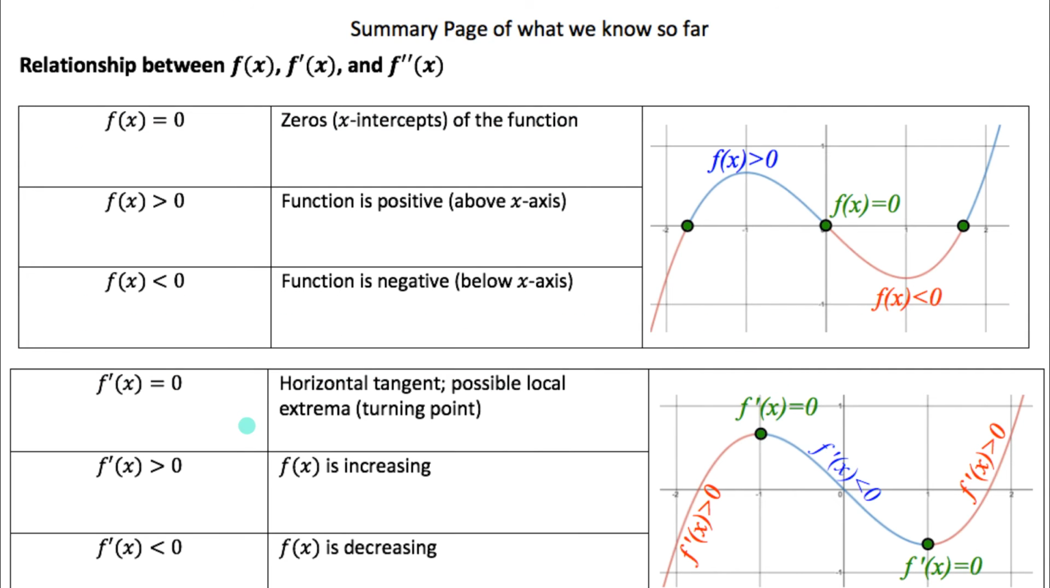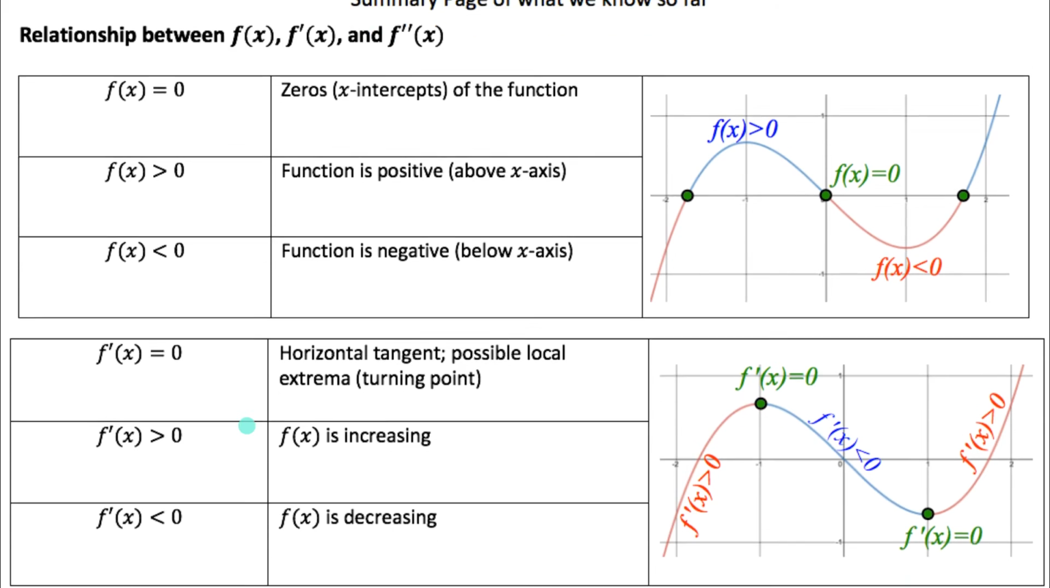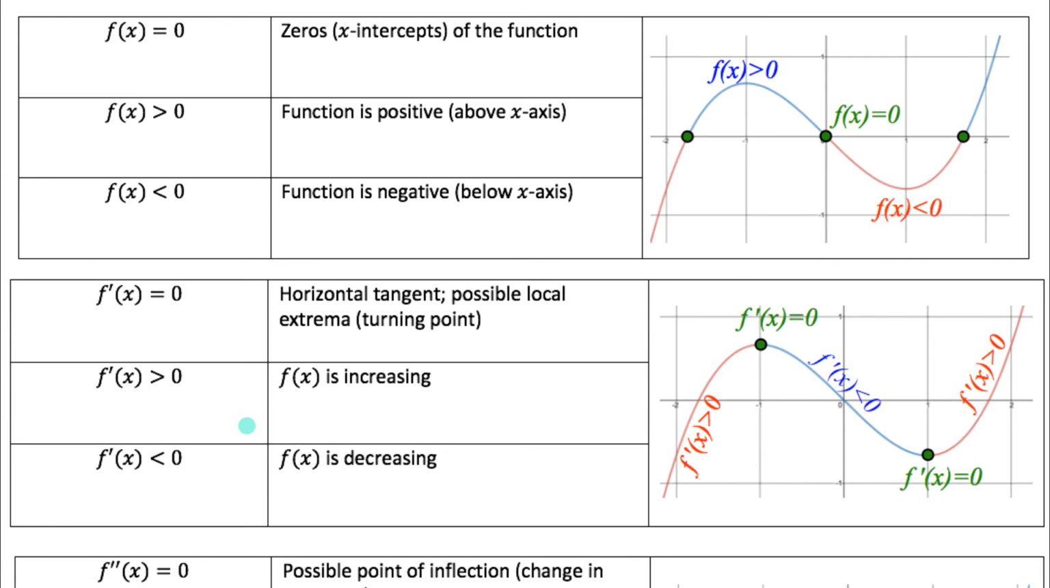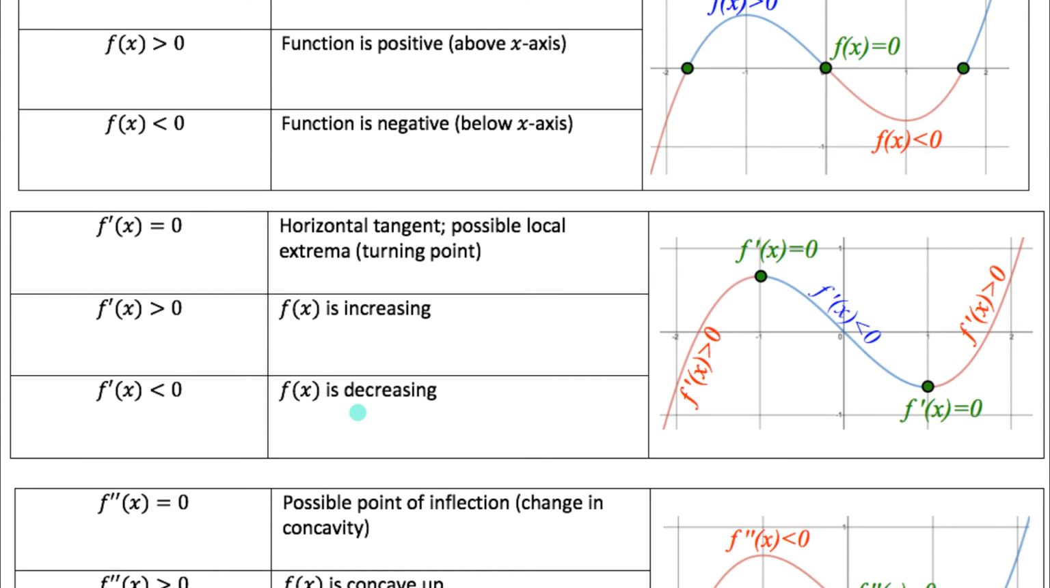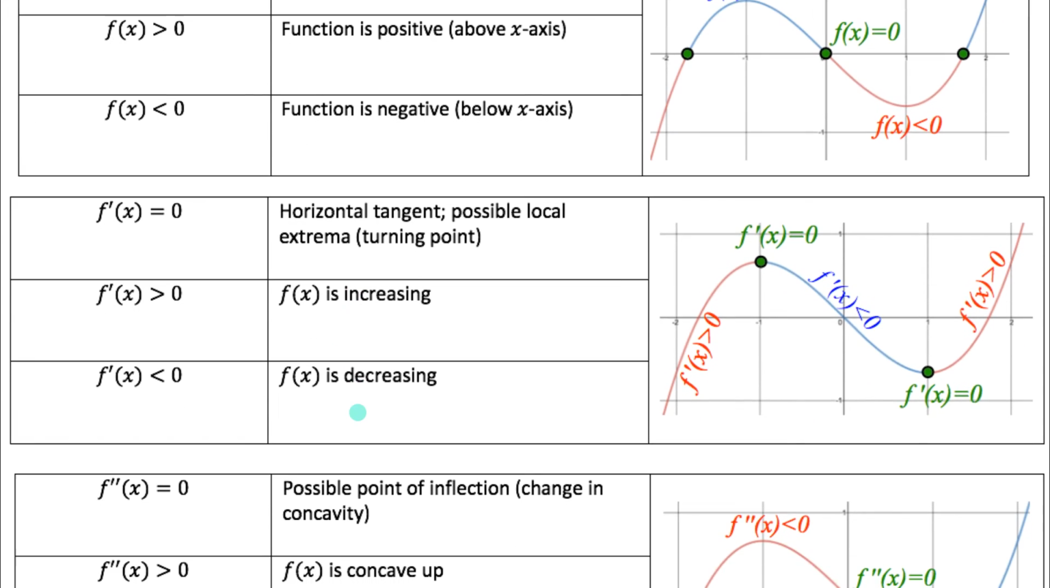Here's just a summary page of everything we know so far about a function, its first derivative, and second derivative. It would be really useful for you to pause the video as I scroll through this and look at each of the graphs and all of the comments about the graph. I'll just read through it quickly, specifically the sections on first and second derivative.